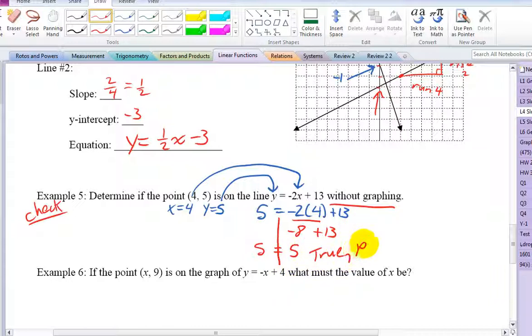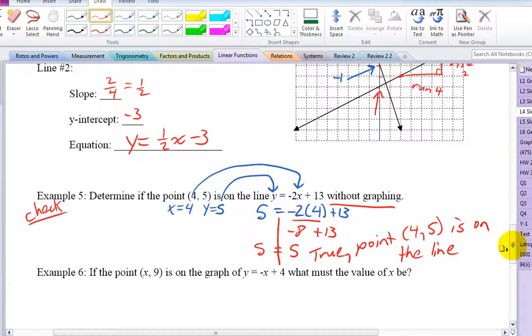Therefore, the point (4, 5) is on the line. If it was false, would the point be on the line? No, it wouldn't. So you've got to get a true statement: 5 equals 5, 3 equals 3, something like that. Negative 2 equals negative 2.